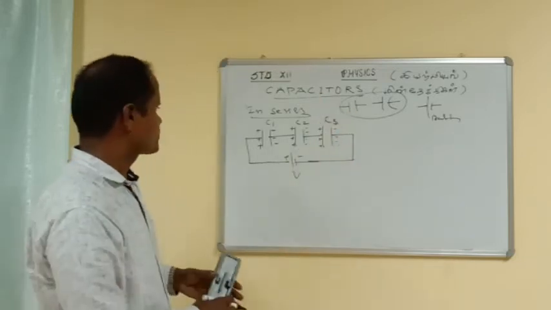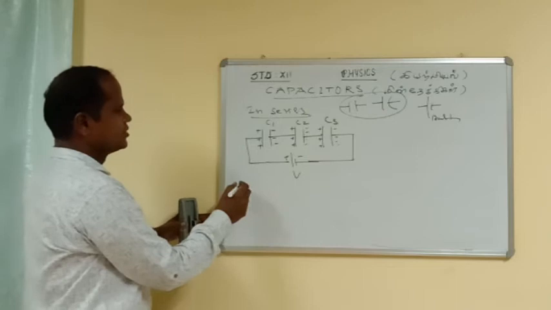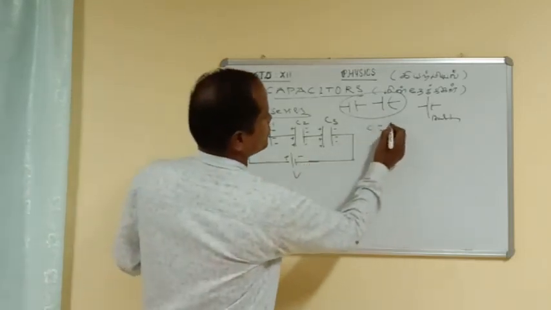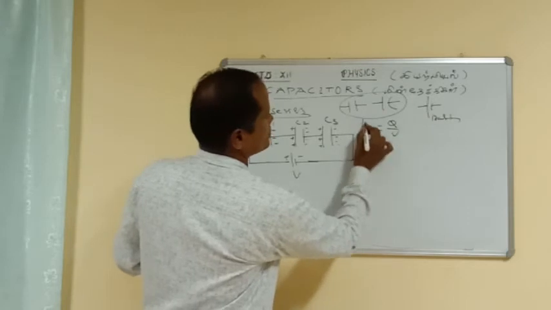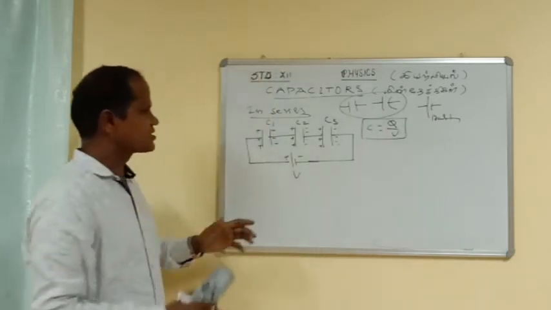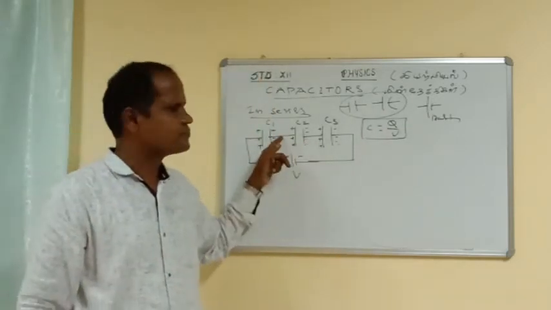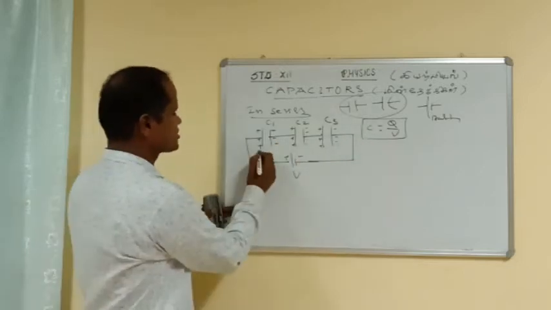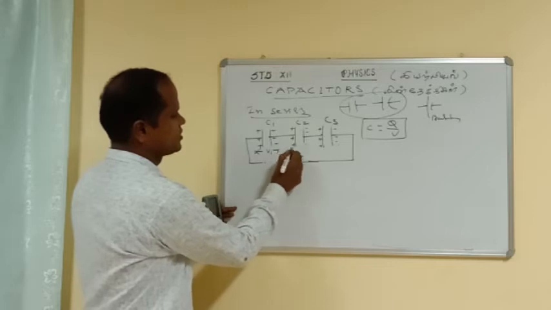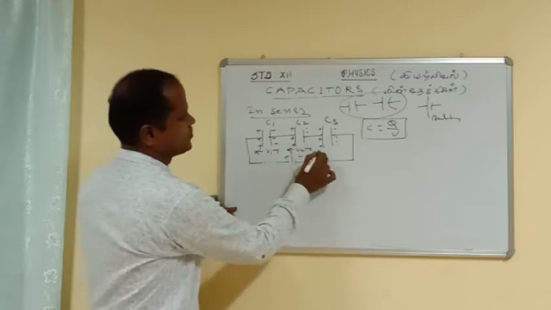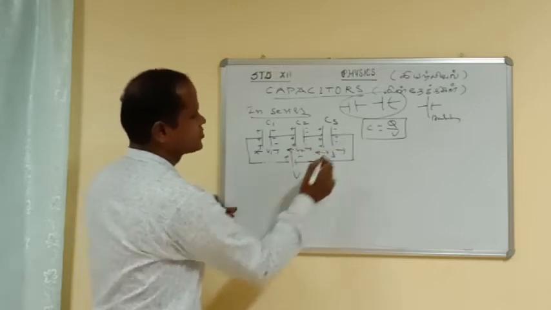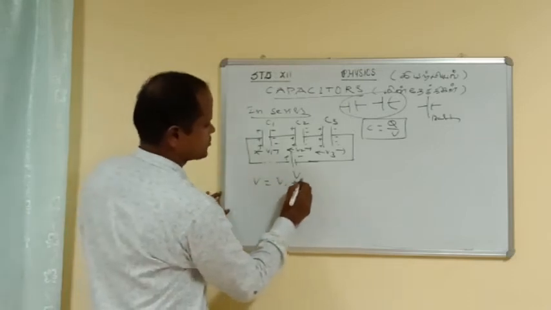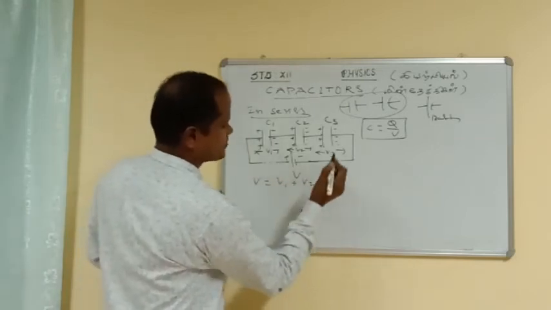Next, here the potential is different. You know the formula C is equal to what? Q by V. This is a general formula. Since the charges are the same and C is different, V will be different. So what is the potential across each one? V1, V2, V3. So total potential V is equal to V1 plus V2 plus V3.